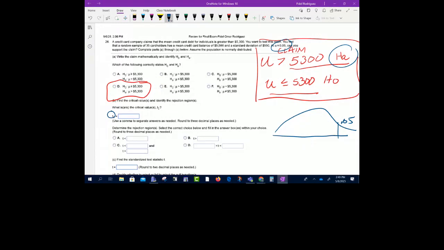So I'm going to have to use my inverse T. The area to the left is 0.95. On your calculator, you go inverse T, 0.95, and then we have to do the degrees of freedom. In this case my N is 35, so my degrees of freedom, always one less, is 34. On my calculator, I don't have the inverse T.